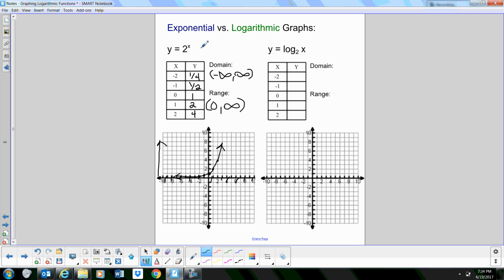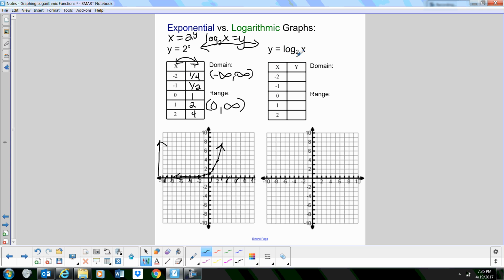Now, we know that these two functions are inverses of each other. So if I were to switch my x and y values and make this x is equal to 2 to the y, and then solve this for y, I would get log base 2 of x is equal to y. Well, that's the inverse function we're looking at. So we know with inverses, we can actually just switch our ordered pairs. So I could take this exponential function, switch my x's and my y's, and come up with a table of values. And that's actually what we're going to do.